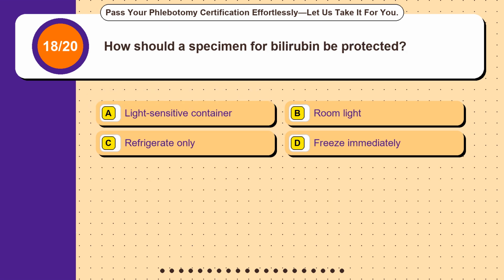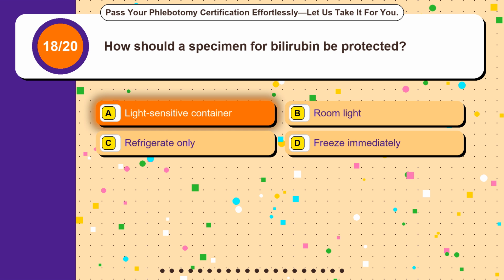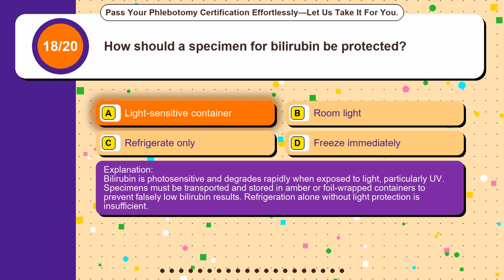Question 18. How should a specimen for bilirubin be protected? Option A, light-sensitive container. Option B, room light. Option C, refrigerate only. Option D, freeze immediately. The correct answer is option A, light-sensitive container. Bilirubin is photosensitive and degrades rapidly when exposed to light, particularly UV. Specimens must be transported and stored in amber or foil-wrapped containers to prevent falsely low bilirubin results. Refrigeration alone without light protection is insufficient.